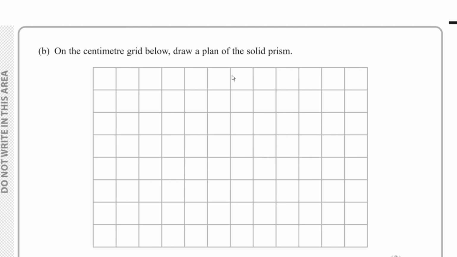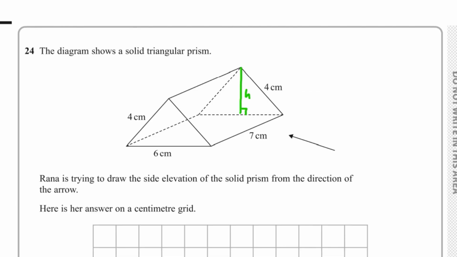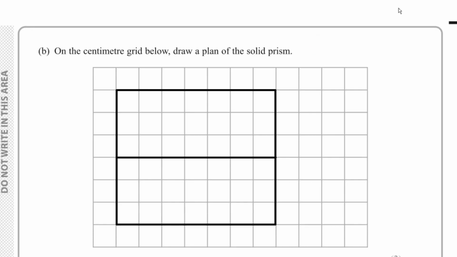Part B, on the centimeter grid, draw a plan of the solid prism. What it means by that is look at it from the top. If this length is 6 centimeters, half of that will be 3, so I'd have 3 here and 3 here. And then I've got this length of 7. So when I look at it from the top, I'd essentially have this shape here, like a roof of a house. So we have this over here.